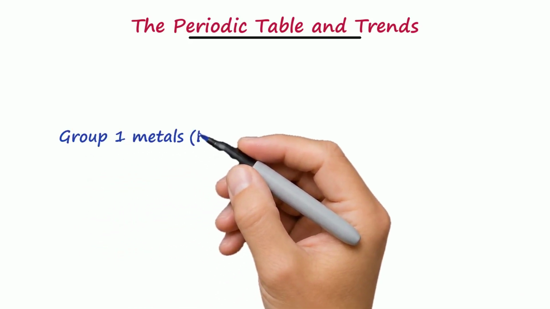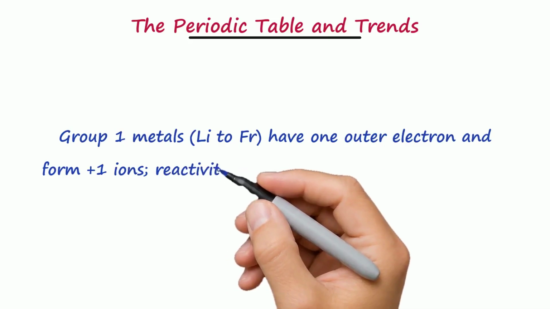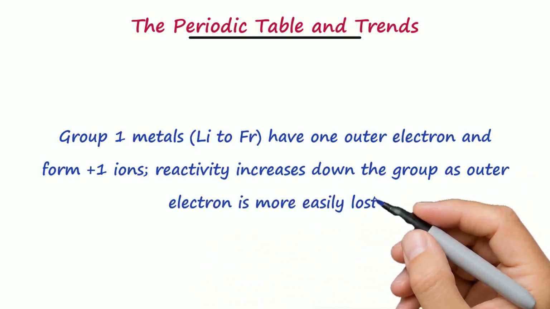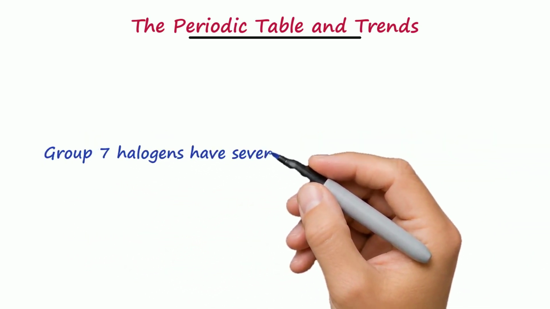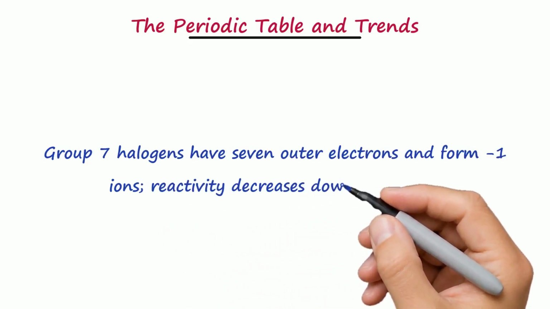Group 1 metals, Li to Fr, have one outer electron and form +1 ions. Reactivity increases down the group as the outer electron is more easily lost. Group 7 halogens have 7 outer electrons and form -1 ions. Reactivity decreases down the group.